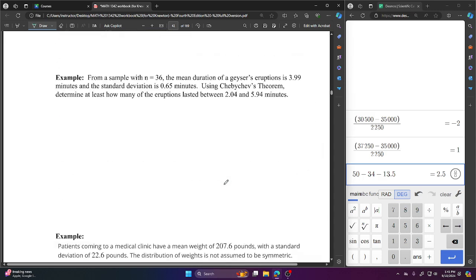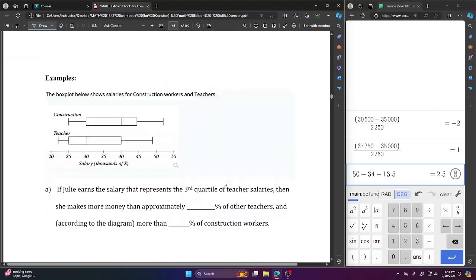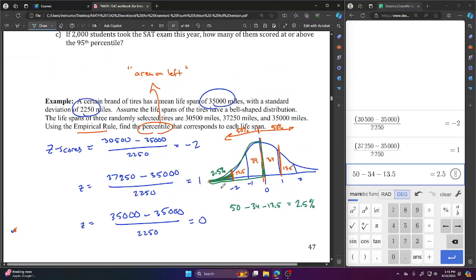So we got 2.5%. Now, how do I translate that into a percentile? Because they're saying find the percentile. And so what you're going to have to do, it's the 2.5 percentile.